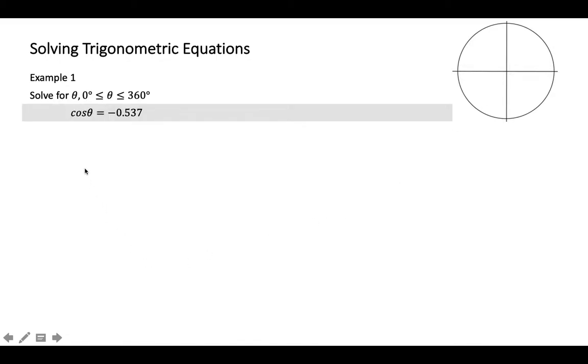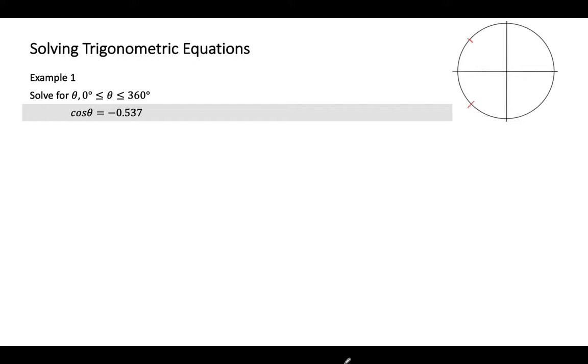So let us solve where cosine theta is equal to negative 0.53. So very quickly, I'm going to ask myself, where is cosine negative? Cosine is negative in quadrants number 2 and 3. And the reason why I know that is, remember that cosine is positive wherever x is positive. Cosine is negative wherever x is negative. X is negative in quadrant 2 and 3.